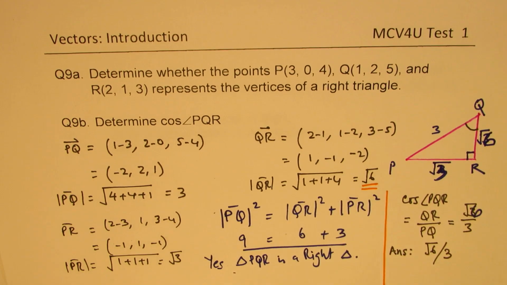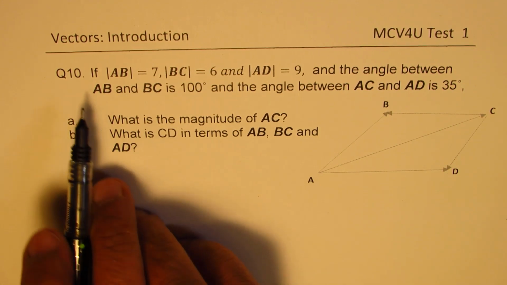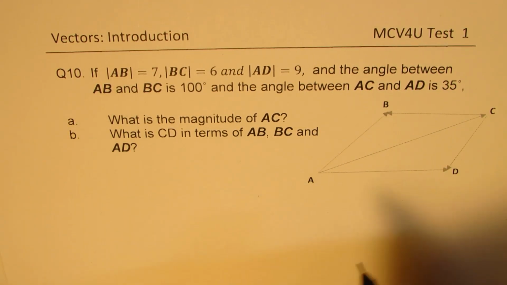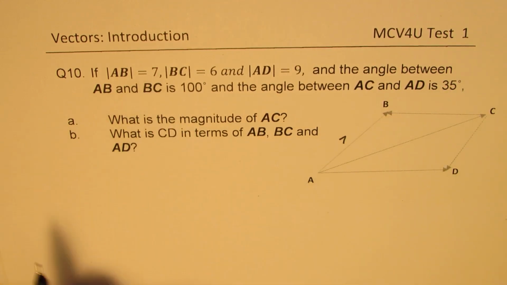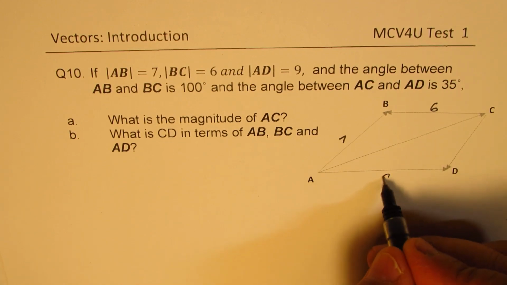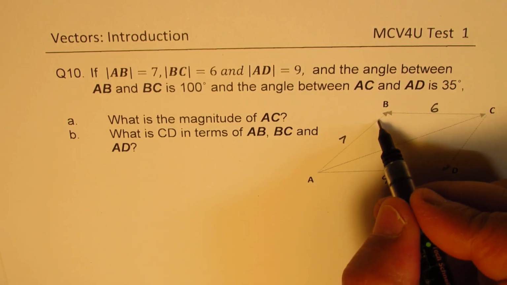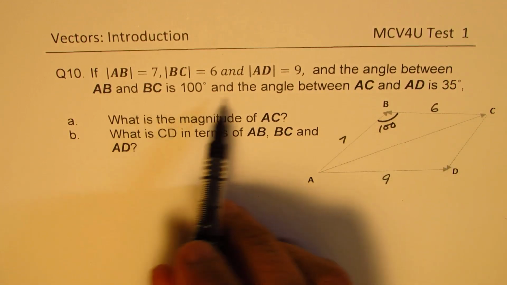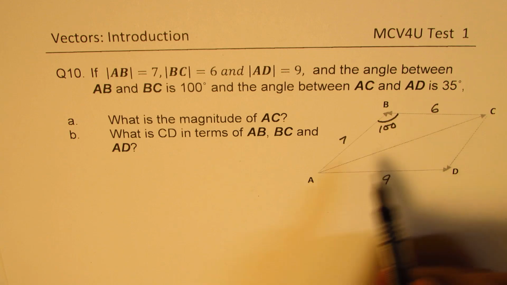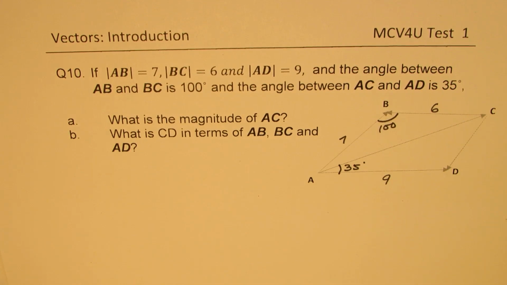Let's take up the last question now. Question number 10. If magnitude of AB is 7, we are given the diagram here. A to B is 7. B to C is 6. A to D is 9. And the angle between AB and BC is 100. So this angle is given to us as 100. And the angle between AC and AD is 35. This angle is 35 degrees. So that is what is given to us.